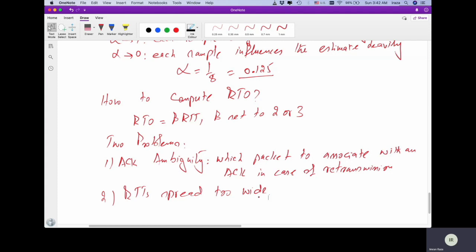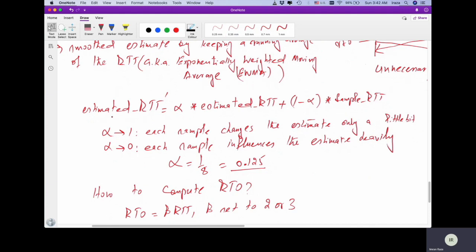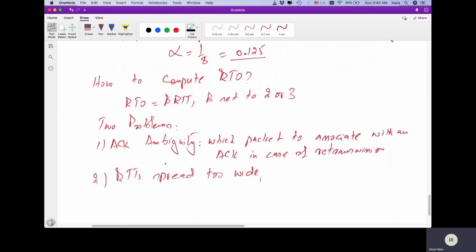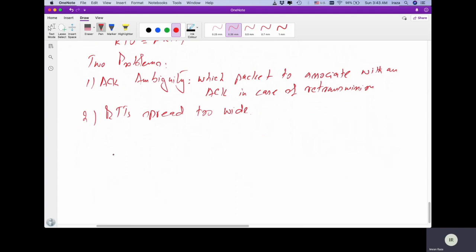Dear students, let me reiterate the problems. Up till now, we have learned how we can normalize the variation in RTT by calculating estimated RTT. The problem is to compute the retransmission timeout, which is greater than RTT, and usually we can calculate it by multiplying the estimated RTT with 2. But there are two problems that we need to first understand, and then find solutions. The first problem is acknowledgement ambiguity.